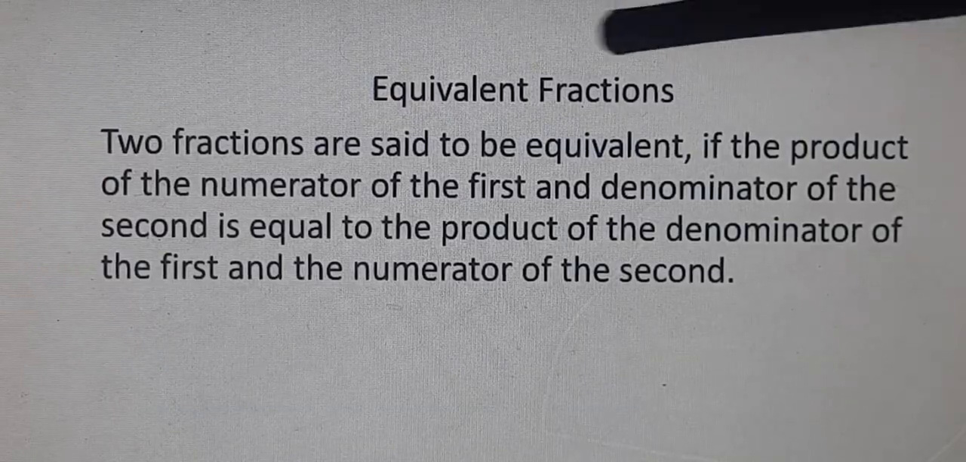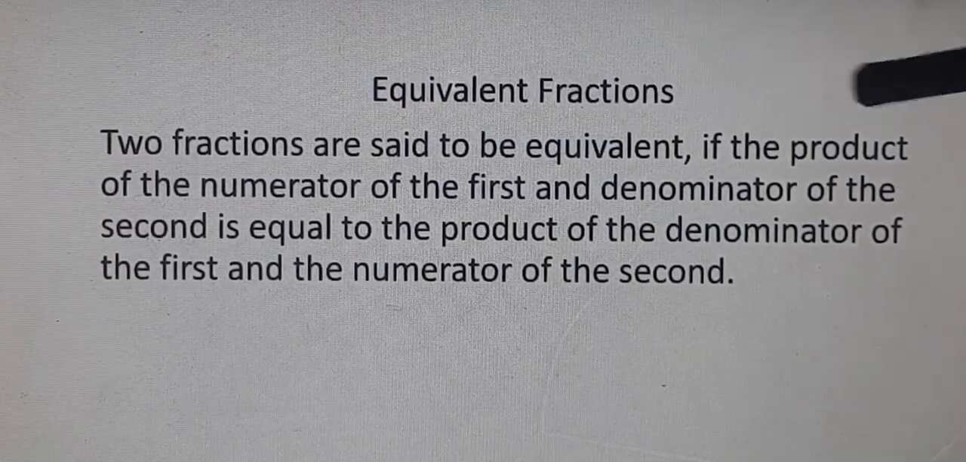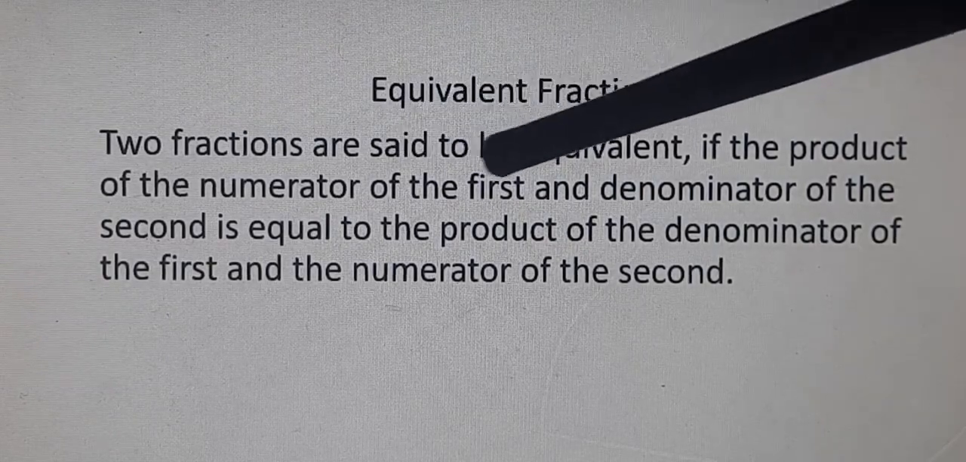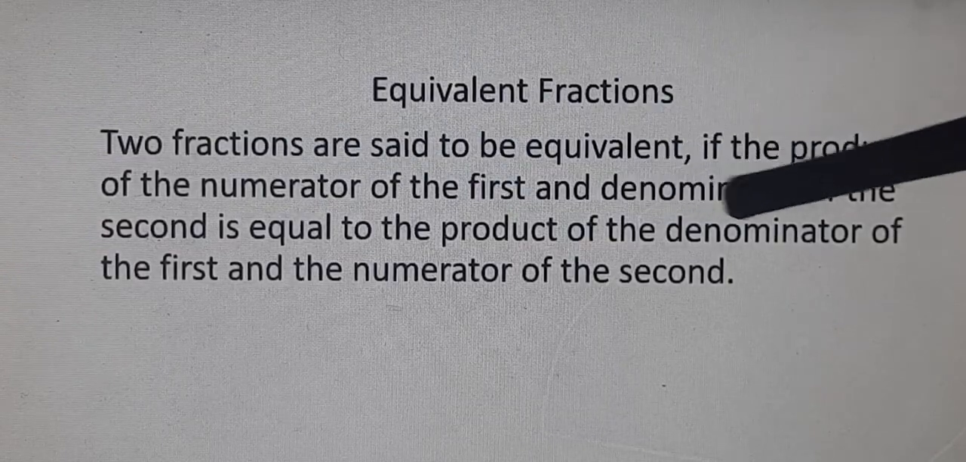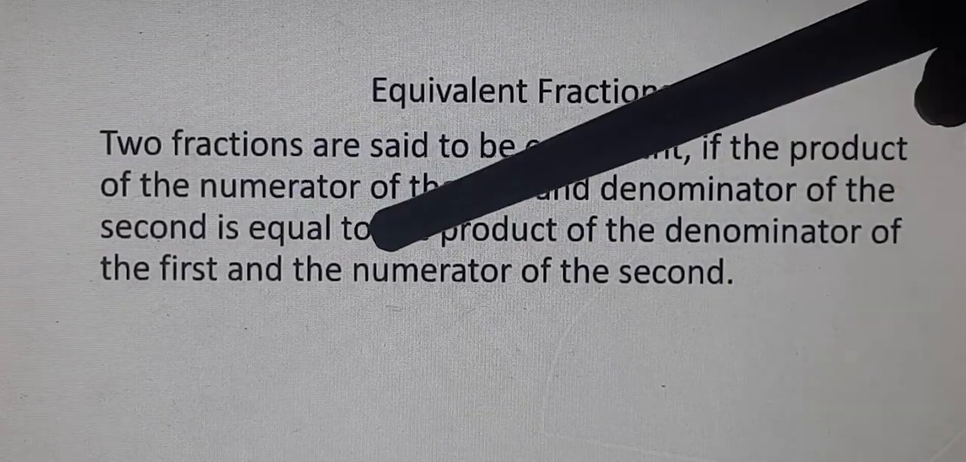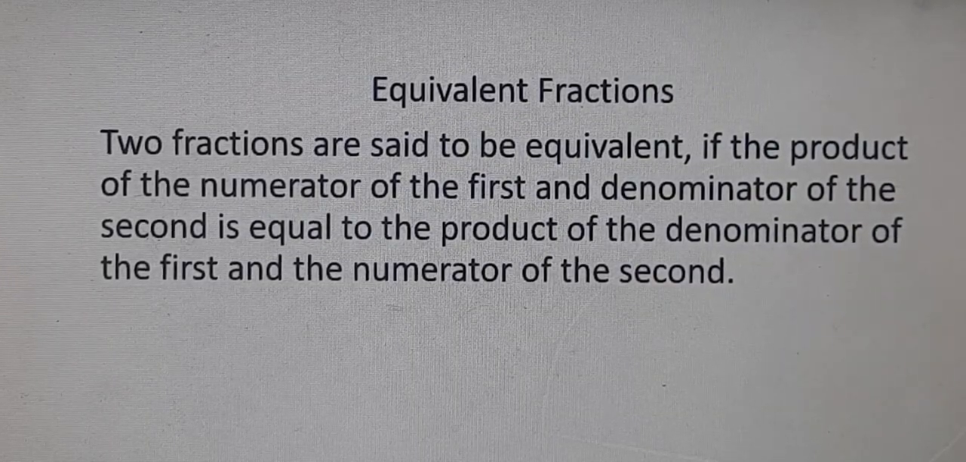Next definition is equivalent fractions. Two fractions are said to be equivalent if the product of the numerator of first and denominator of the second is equal to the product of denominator of the first and numerator of the second. Means when we have two fractions and we are doing cross multiplication, then both the sides should be equal.